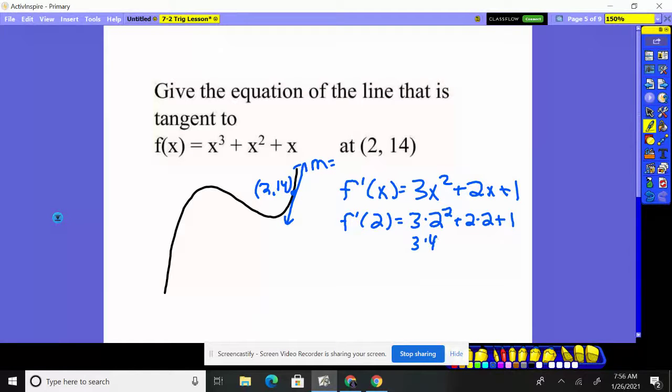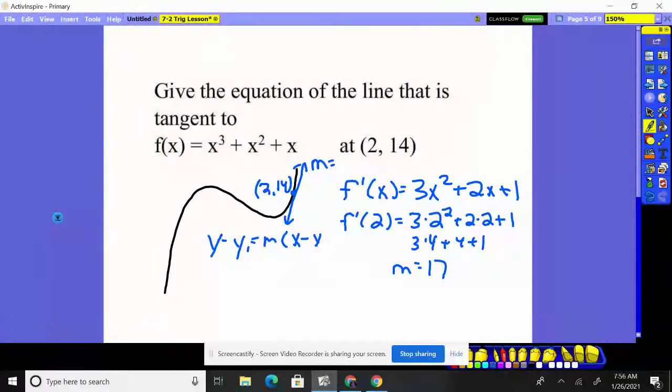So 3 times 4 plus 1. So 12 and 4, 16, 17. Slope of 17. It's huge. Well, let's just plug it in because we want the equation of the line.